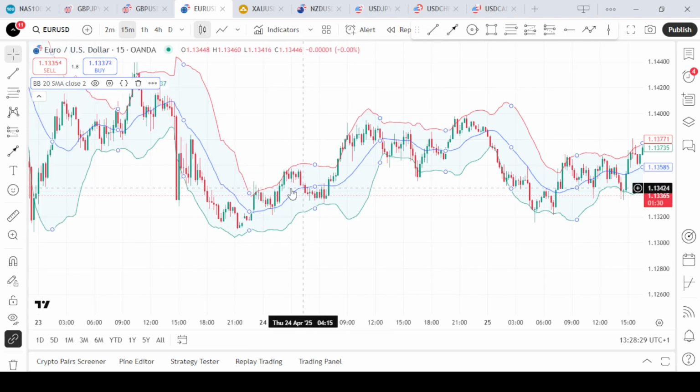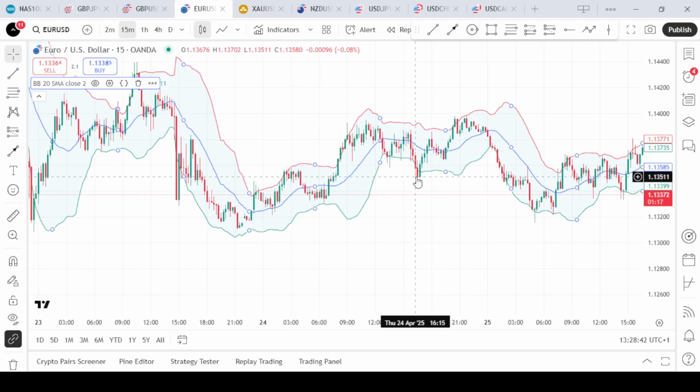Let's explain with the chart. It means that when price touches or exceeds the upper band, it may indicate an overbought condition. The same thing when price exceeds or touches the lower band, it might indicate an oversold condition. Now let's see how we can apply this to our trading strategy.